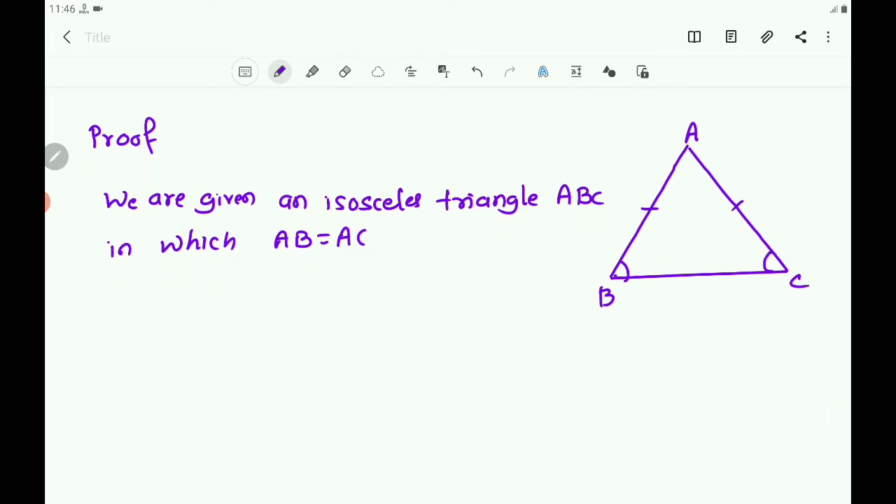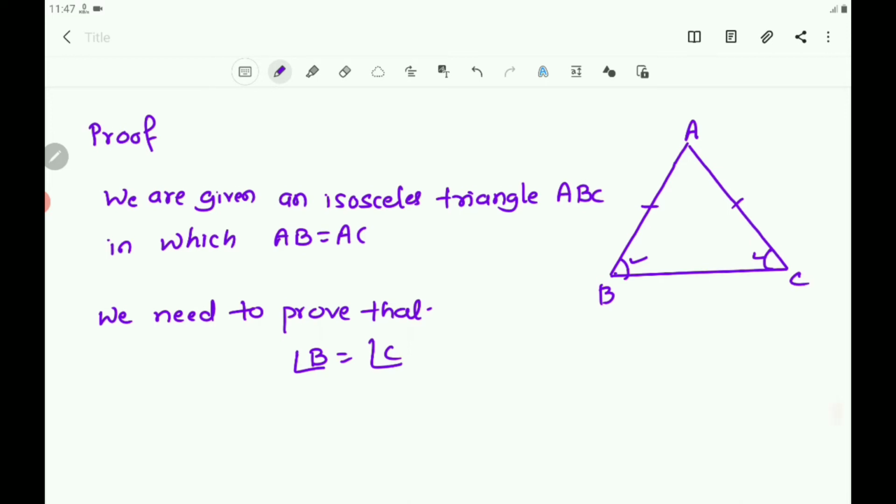What we have to prove? Angles opposite to the equal sides AB and AC are equal. Which are the angles opposite to the equal sides? Angle B is the angle opposite to AC and angle C is the angle opposite to AB. So we have to prove that angle B equals angle C.